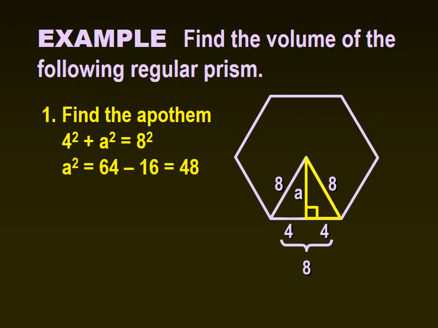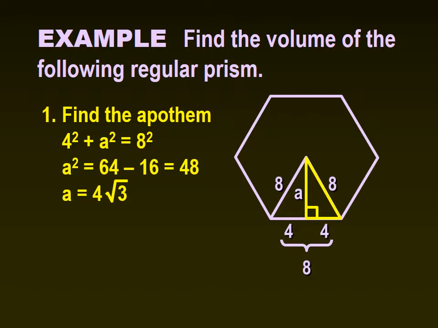So a squared plus 4 squared is equal to 8 squared. We solve for that. So a squared plus 16 is equal to 64. Subtract 16 from both sides. So a squared is equal to 48. And so that means a is equal to the square root of 48. If you want, you can just write it as a equals 4 square root of 3, or whatever that ends up being in your calculator.